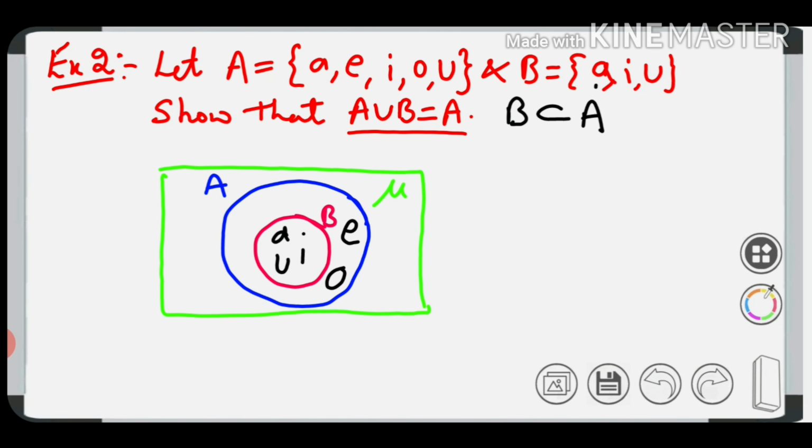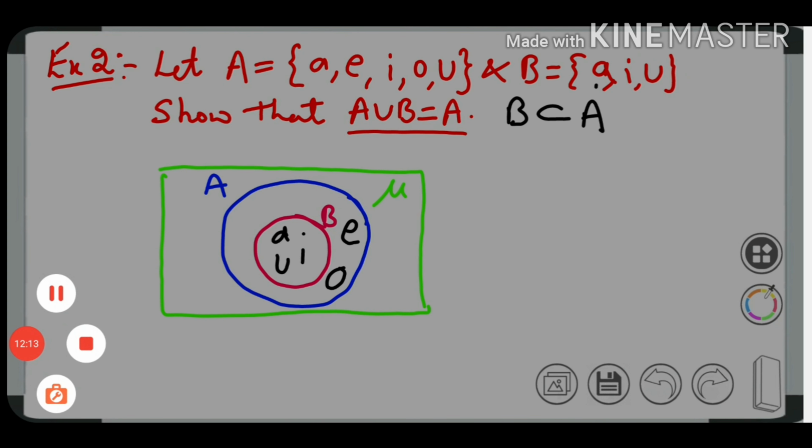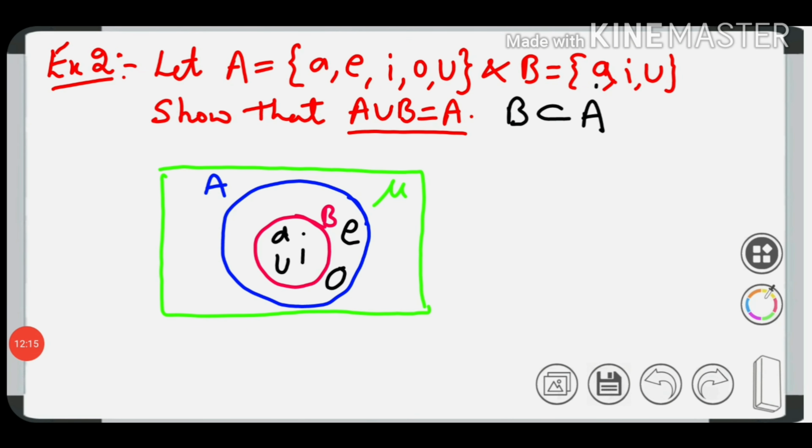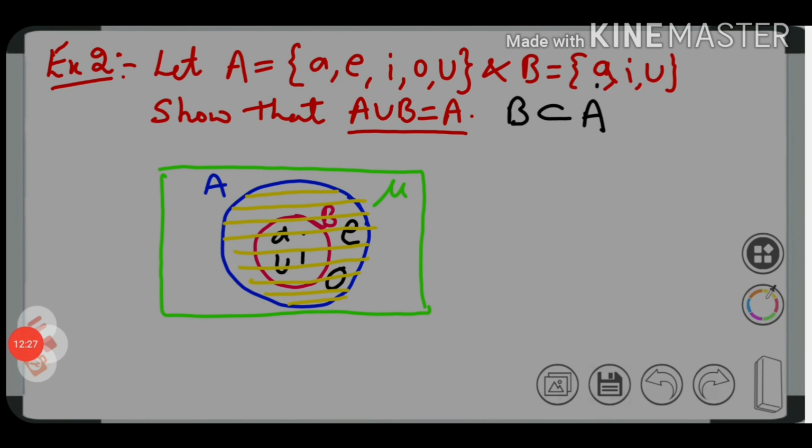E and O. Now union means we have to consider all area. That means we have to consider this total A and B area, which covers A and B. Like this we have to draw. So when A union B, we have to consider all the elements.